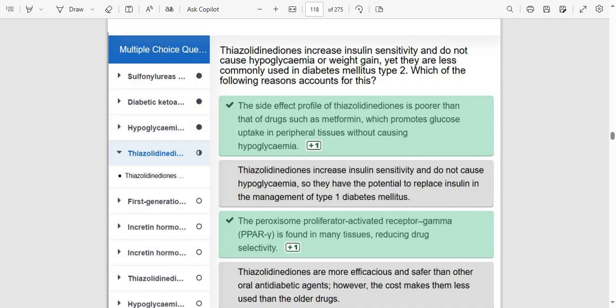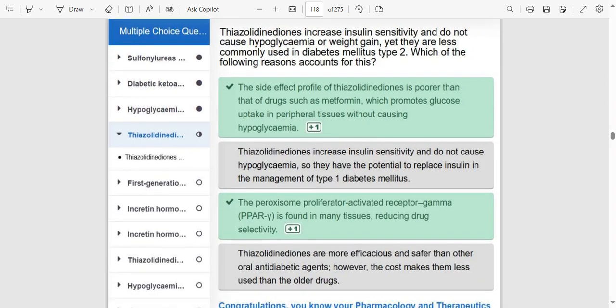TZDs increase insulin sensitivity and do not cause hypoglycemia, so they have the potential to replace insulin in the management of type 1. PPAR gamma is found in many tissues, reducing drug selectivity. TZDs are more efficacious and safer than other oral antidiabetics. However, the cost makes them less useful.